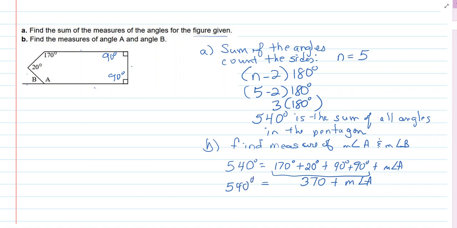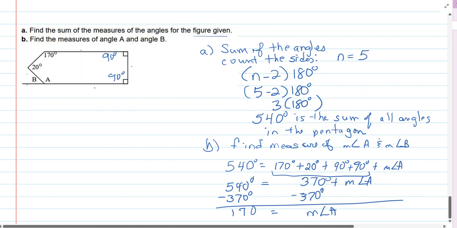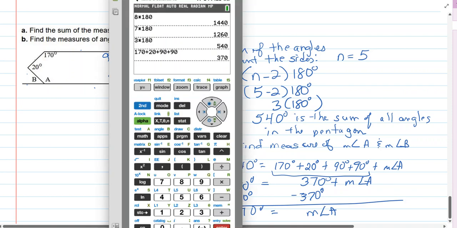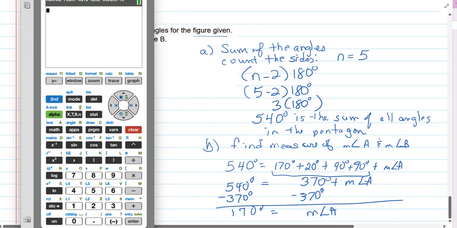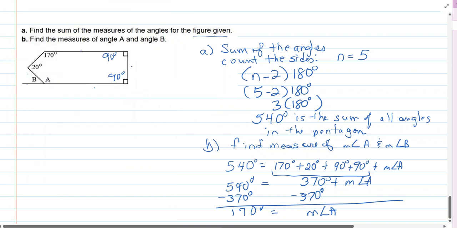Now I'm going to subtract that 370 degrees from that 540. When I do that, then I have the measure of angle A. And I'm going to verify with my calculator in case I've made a math error, which would be embarrassing, but it happens. And I didn't, so we're good. 170 degrees. So we have the measure of A.